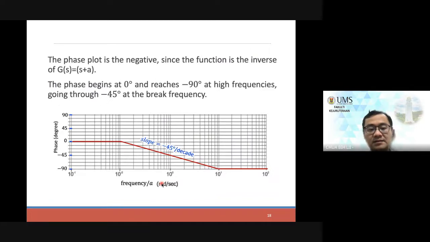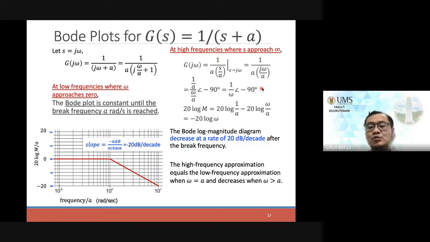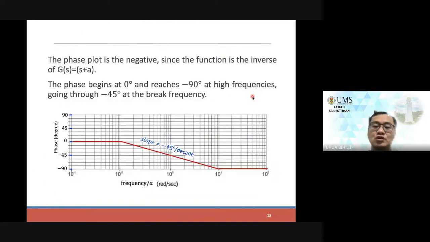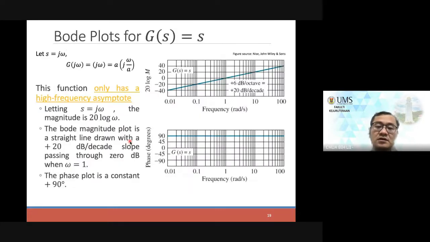So same thing for the phasor diagram. Since previously this one is 90 degree, but now it becomes minus 90 degree. So we start from the break frequency at minus 45, then become minus 90, and at the lower frequency it should start from 0.